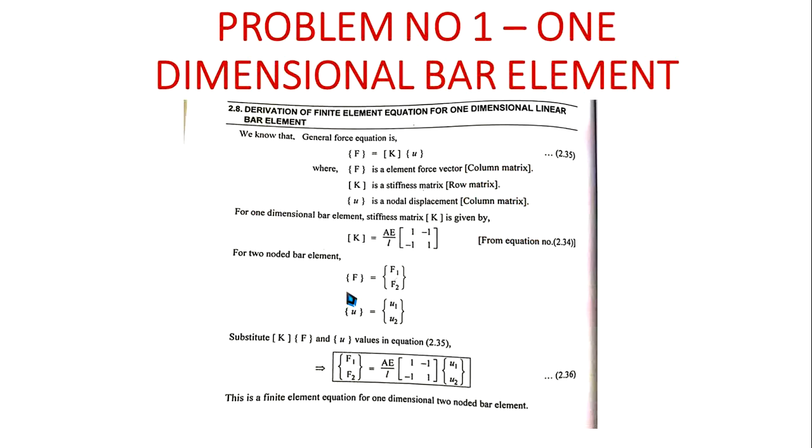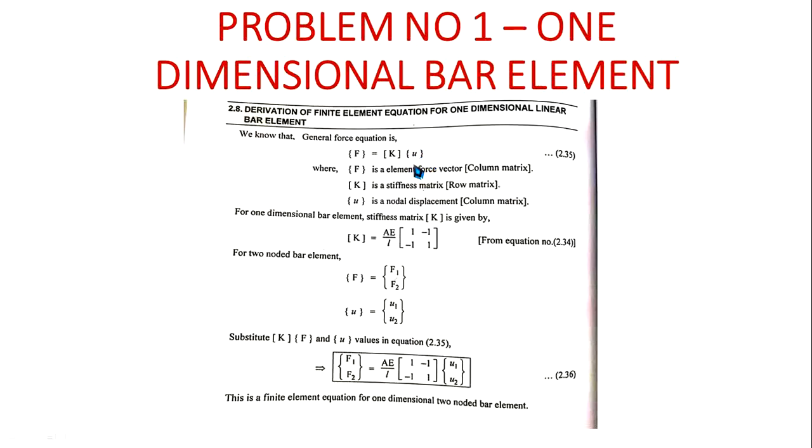Before getting into the problem, I would like to touch upon the few basic formulas which we have already derived for the one-dimensional bar element. This is your general finite element equation which we already discussed in our previous video, which is F equal to K into U, where F is your force matrix, K is your stiffness matrix and U is your displacement matrix. As far as your second unit is considered, for most of the problems your unknown matrix will be the displacement.